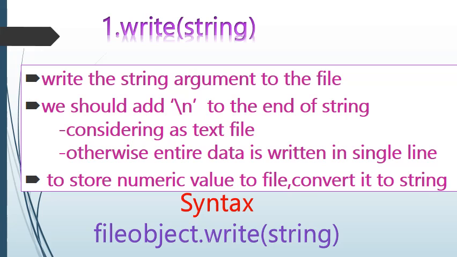It is mainly used to write into a text file. Otherwise, all the data coming in the next write statements will get attached to the previous one, so everything will be written as a single line. To store a numeric value to your text file, it must be converted into a string and then written. For that, we have already studied the string conversion function called str. The syntax of the write function is file object dot write within brackets string.